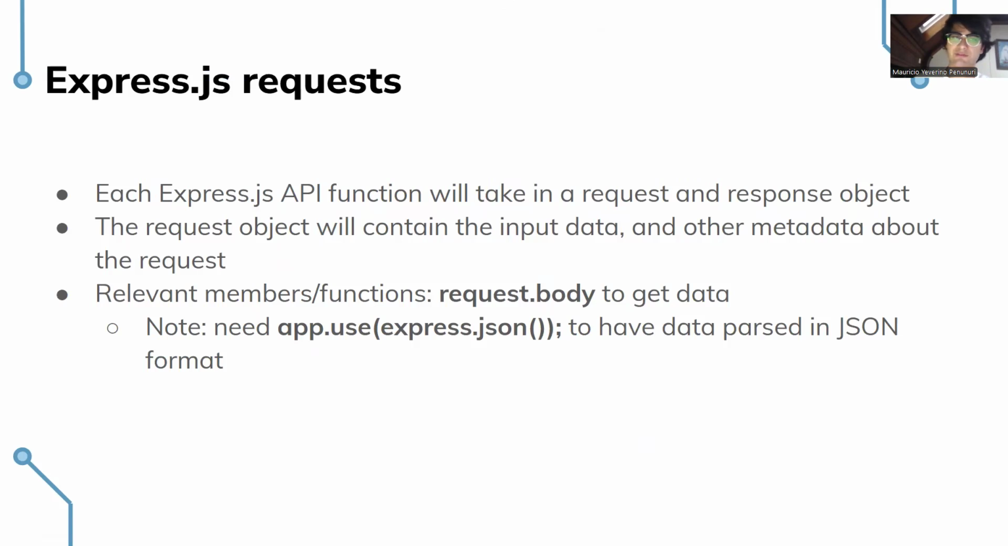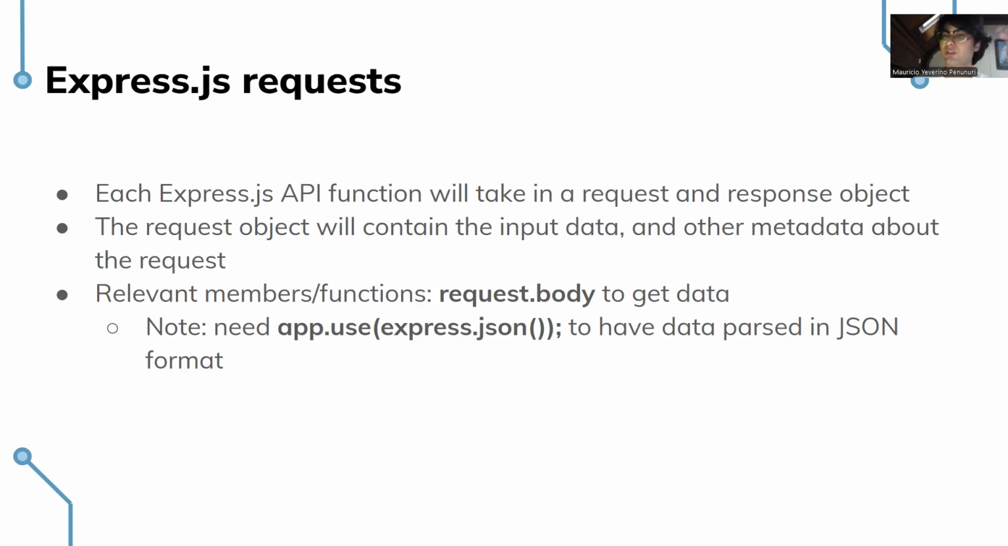Now, Express.js requests. Each Express API function will take in a request and a response object, because that's basically how communication works on the web. Every device on the web will take a request and send a response.